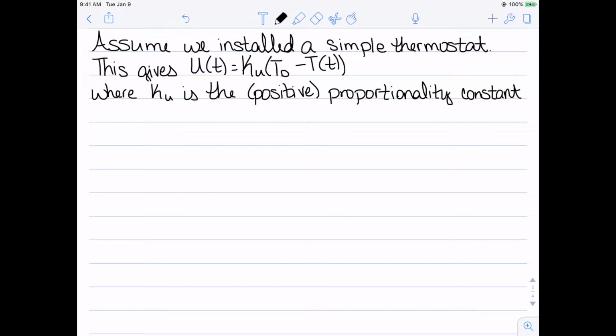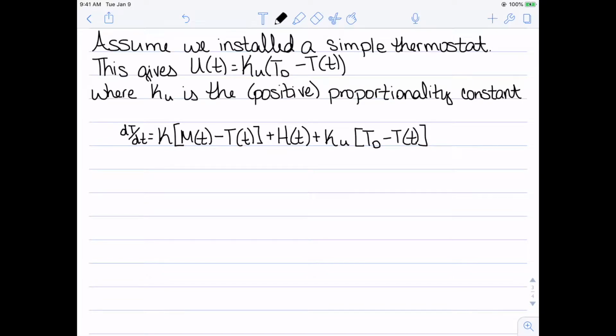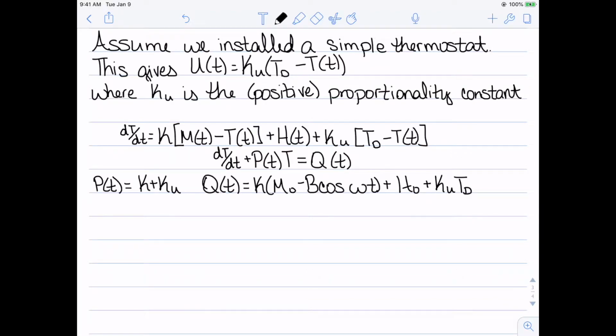Once again, we want to find our capital T of t. Sticking this into our basic form for heating and cooling, we get that the derivative of capital T is equal to K times M of t minus T of t, plus H of t, plus K_U times T_D minus capital T of t. We can then rewrite this in standard form, where P is equal to K plus K_U, Q of t is equal to K times M0 minus B cosine omega t, plus H0 plus K_U T_D. We are still changing the last problem, so we do still have this outside temperature modeled by this cosine function.